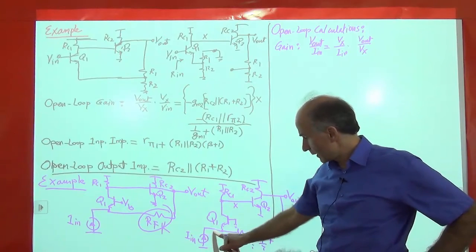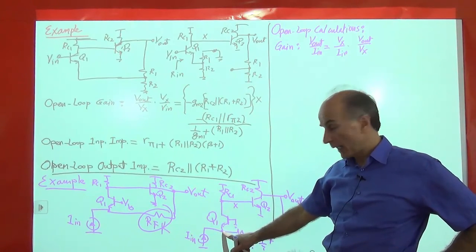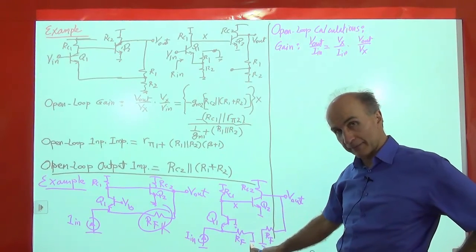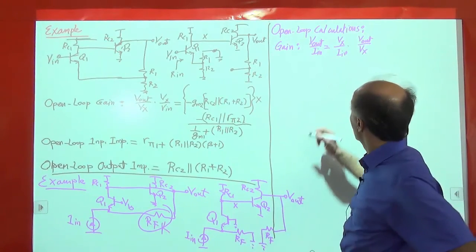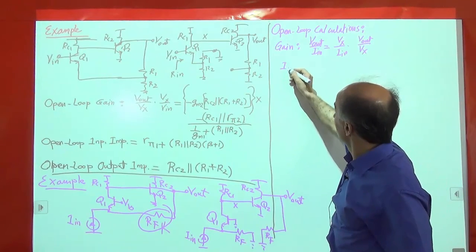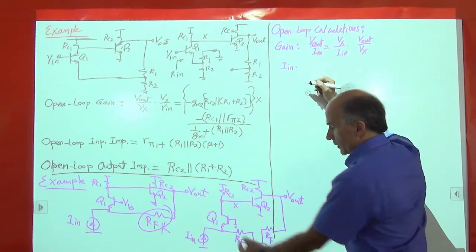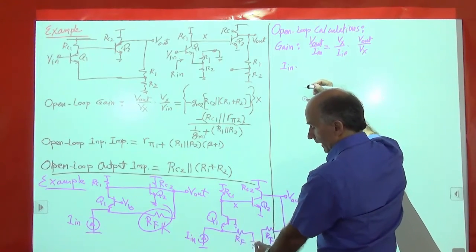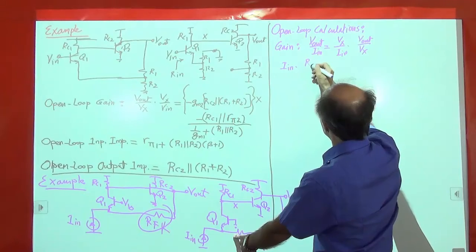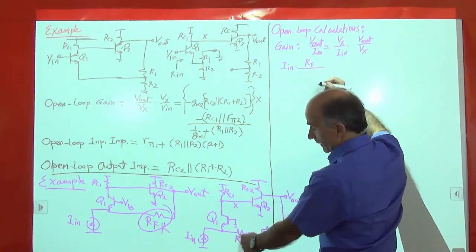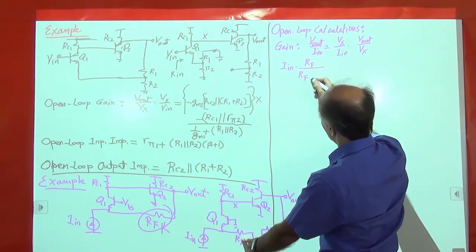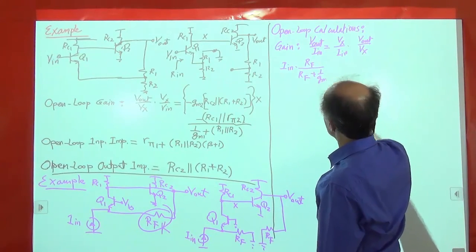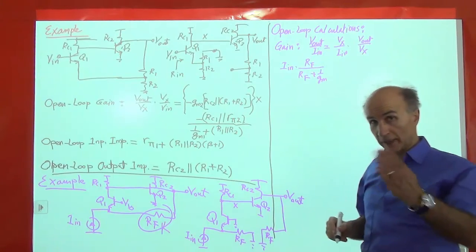This current flows into here, and most of it wants to go this way, but some of it is wasted through RF. So I have to do it like this. I have to say I in is split. How much current flows this way? The current that flows this way is equal to this impedance to ground, RF, divided by this impedance plus this impedance, 1 over GM. Right? It's a current divider.